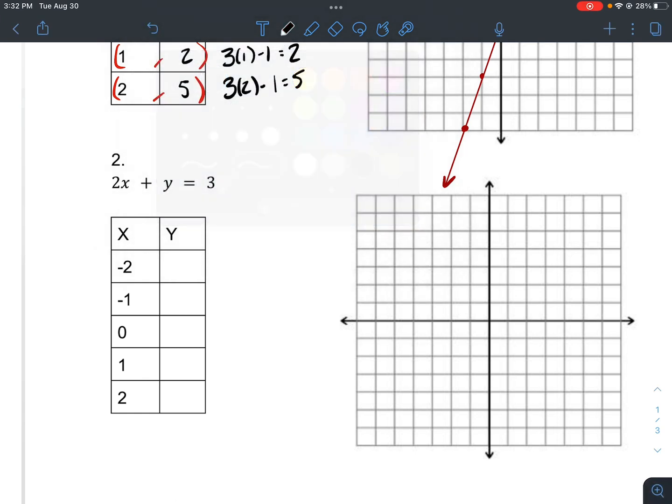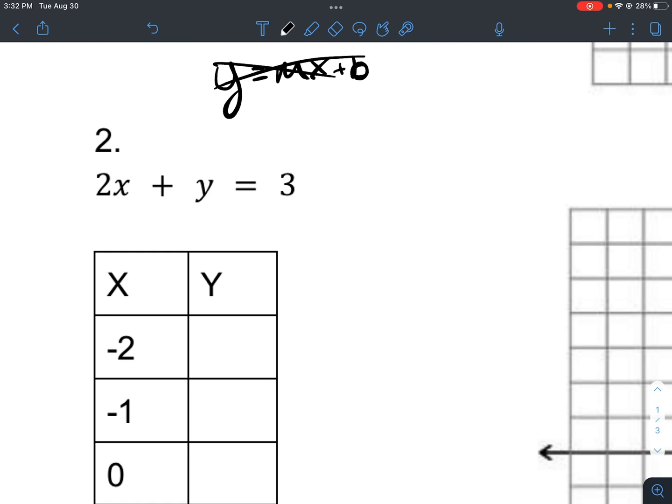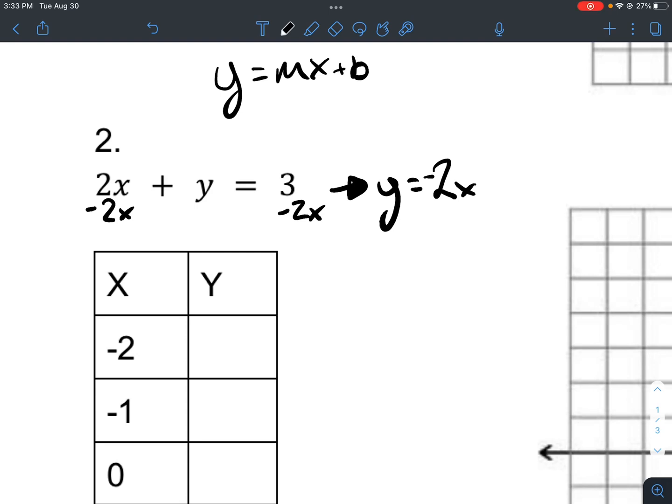With our next one, you notice that we do indeed have a linear equation. Again, there are no exponents, but we do not have it in y is equal to mx plus b form. This is what we want, so all we have to do is a little bit of algebra to isolate y, to get y by itself. We subtract 2x from both sides, and thus we get y is equal to negative 2x plus 3.